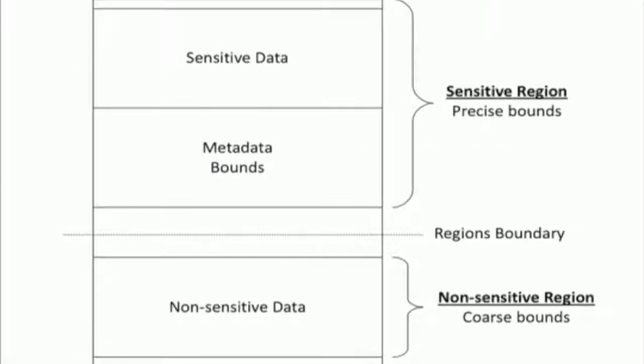And at a high level, the way this works is that we divide memory into two regions. One contains sensitive data and one contains non-sensitive data. The sensitive region contains all the sensitive data as well as metadata about those objects, which allows us to insert our bounds checks and track the size of the objects. In the non-sensitive region, we simply have all the non-sensitive data separated from all the sensitive data.